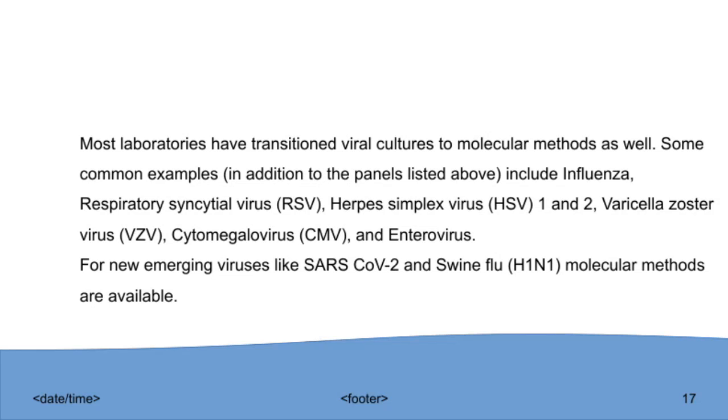Most laboratories have shifted from traditional viral cultures to molecular methods for detecting viruses. This transition has improved the speed and accuracy of diagnosis. Some common examples, in addition to the ones we've already discussed, include influenza, respiratory syncytial virus, or RSV, herpes simplex virus types 1 and 2, varicella zoster virus, cytomegalovirus, and enterovirus. These molecular techniques allow for more rapid identification, which is crucial for timely patient management.